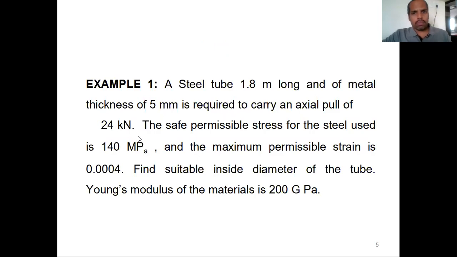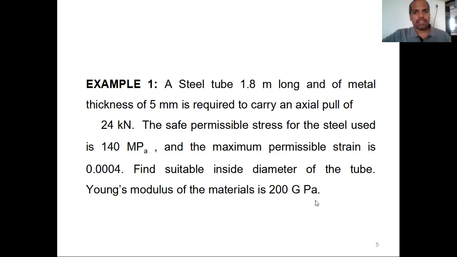A steel tube 1.5 meters long and of metal thickness 5 mm is required to carry an axial pull of 24 kilonewtons. Axial pull means tensile load. The safe compressive stress for the steel used is 140 MPa and the maximum permissible strain is 0.004. Find the suitable inside diameter of the tube. Young's modulus of the material is 200 GPa.